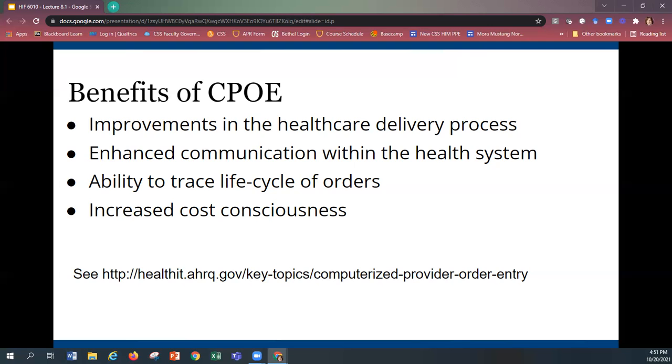And the ability to trace the life cycle of orders and to monitor patient progress within the process of care is also a benefit. And then lastly, increased cost consciousness. The benefit is seen on several fronts, including evidence of lower adverse event costs that lead to lower lengths of stay and improved outcomes.